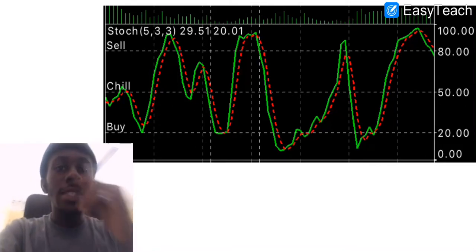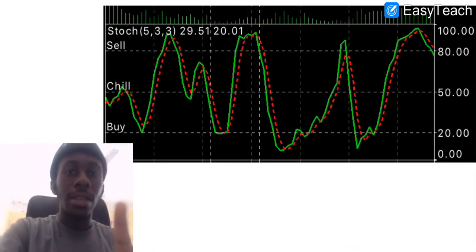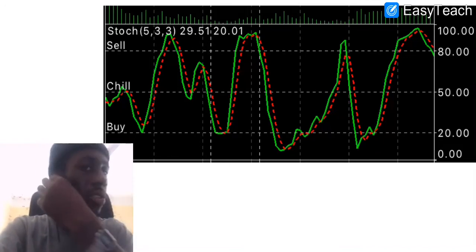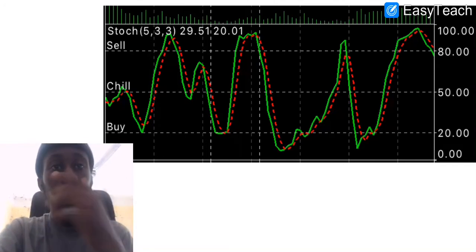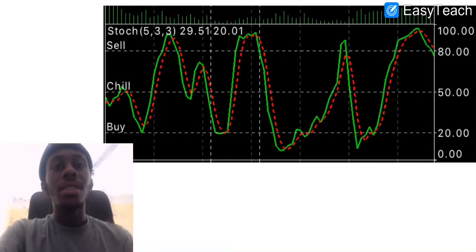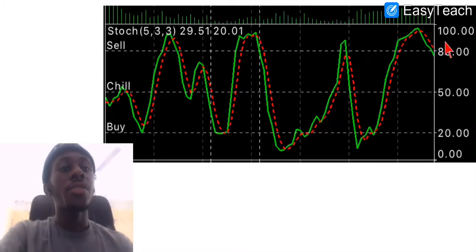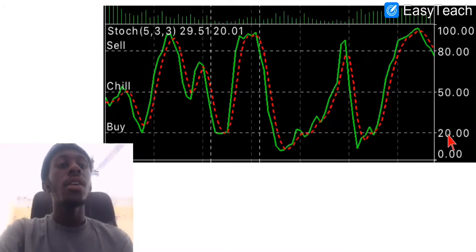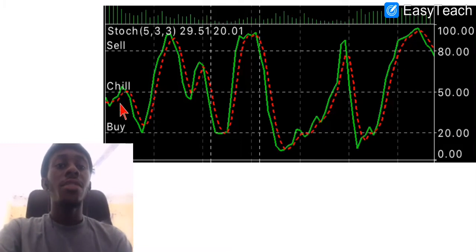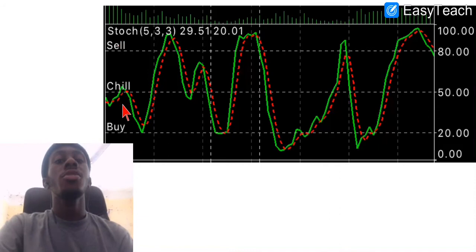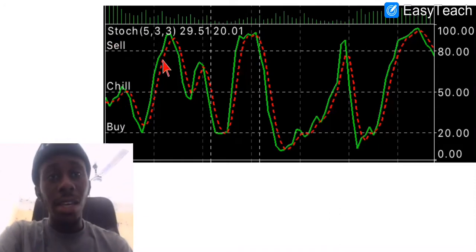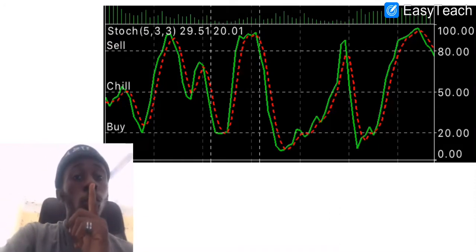Okay, so now let's get to the stochastic and see how it works and how you're going to use it to earn money. I like going straight to the point, so let's get started. When you look at the stochastic, we have 80, 50, 20, and 0. If you can see, I've indicated buy, chill, sell. Sell, chill, buy, chill, sell. These are the three things you have to take note of.